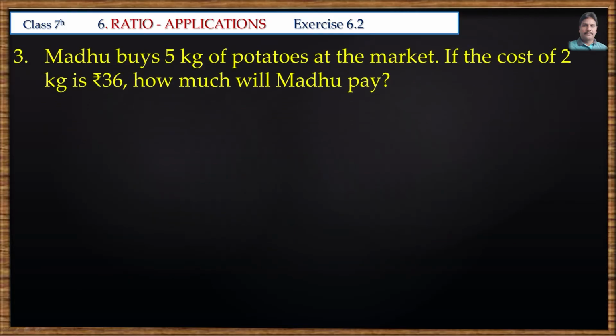Third problem. Madhu buys 5 kg of potatoes at the market. If the cost of 2 kg is 36 rupees, how much will Madhu pay? Let us solve this problem. We will solve this problem by the property of proportion. The weights of the potatoes are in proportion with their costs. By that property, we will solve this problem.